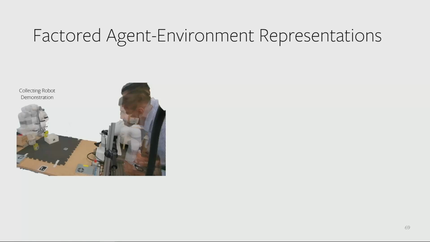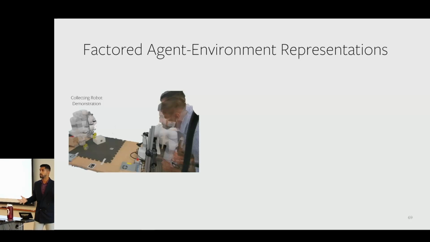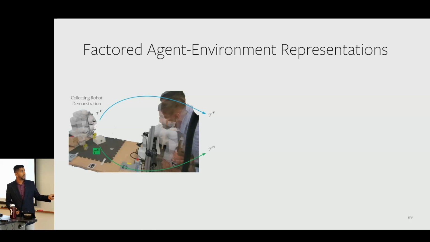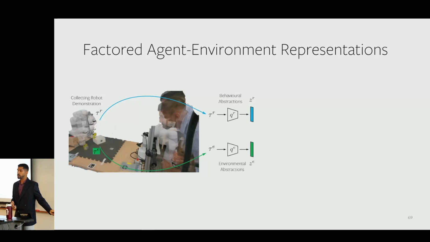As before, we're going to assume that we have access to a demonstration data set of the robot performing a variety of different tasks, and that we can extract some robot trajectory as well as an object trajectory from this demonstration data set. This object trajectory or environment trajectory just consists of concatenated object trajectories over time. And we're going to treat each of these two trajectories as separate streams of information. In particular, we're going to encode them into a respective behavioral abstraction, ZR, and an environmental abstraction, ZE, via the respective encoders QR and QE.